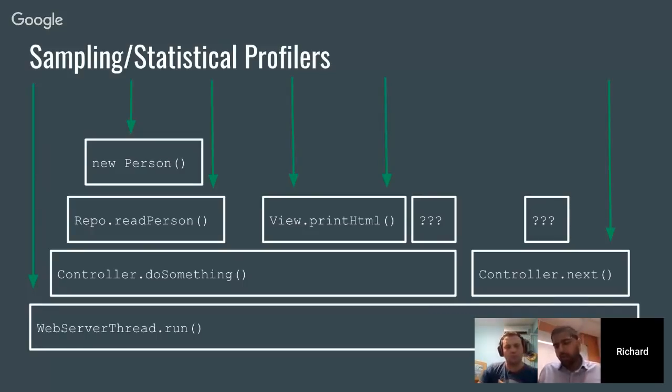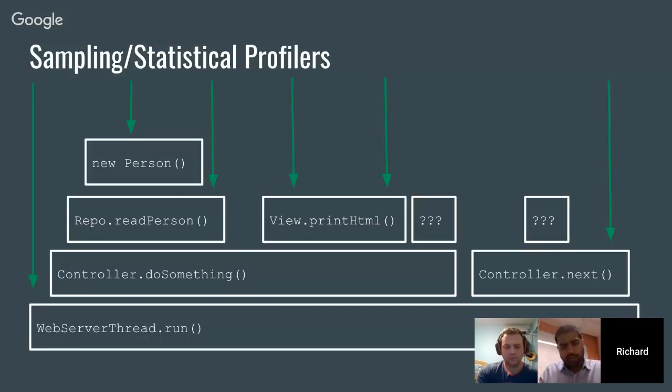Well, the next step is sampling or statistical profilers. How they work is they interrupt the application under performance test periodically based on the resource consumption that we're interested in. So if we were interested in wall clock time, we could say interrupt the program every 100 milliseconds and say, what are you doing? And by what are you doing, we mean what is the stack that you're currently in? What state is the program currently in?